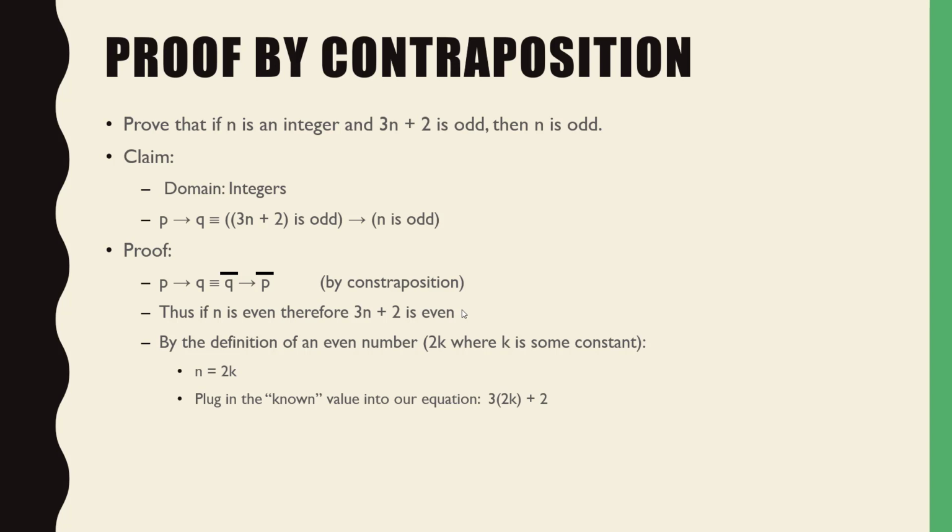sure. So all times that n is even, that's what we care about. So therefore, because we're doing this proof and we know that the thing on the left of the conditional occurred, then we know that n is equal to 2k. Make sense? All right. Plug in the known value, and we get 3 times 2k plus 2.